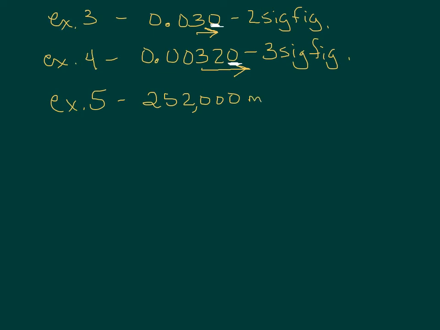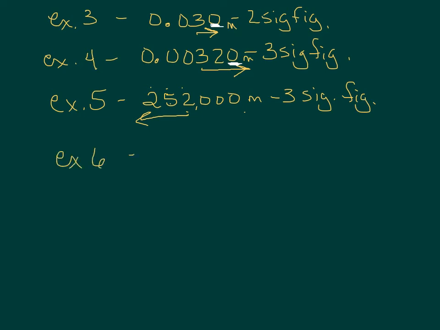$252,000. Let's put a unit in there. Say meters on these, because every number has to have a measurement with it in science. So this does not have a decimal place present. So I'm going to move from the first non-zero digit. From the first non-zero digit and left, everything is going to be significant. So that's the 2, the 5, and the first 2. 3 significant digits.